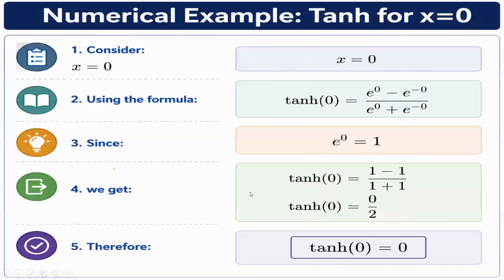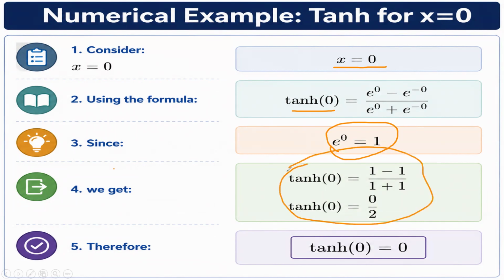So let us consider a numerical example now. Suppose the value of x is 0, then we have to calculate tanh of 0, which is nothing but e raised to 0 minus e raised to minus 0 upon e raised to 0 plus e raised to minus 0. So where e raised to 0 is equal to 1. So tanh of 0 is equal to 0. So here is how it is solved.